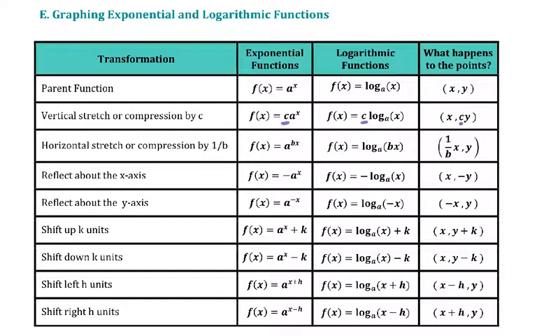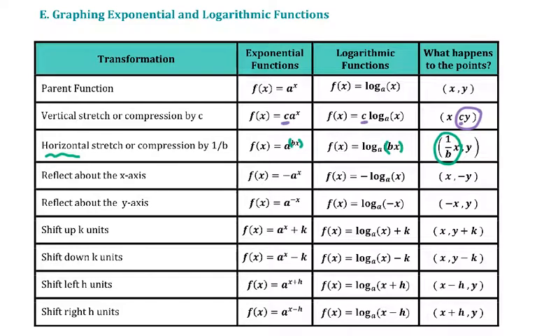However, if we multiply by a value on the inside, so notice these b values here when we look at the third row, my b values are on the inside of the exponent or the inside of the argument, right? So multiplying on the inside is horizontal. And remember, horizontal does the opposite of what we think. So it's going to be a stretch or compression, but we're actually going to take x and divide by b. So on the row above, we multiplied by c on the y. Here we're dividing by b on the x.